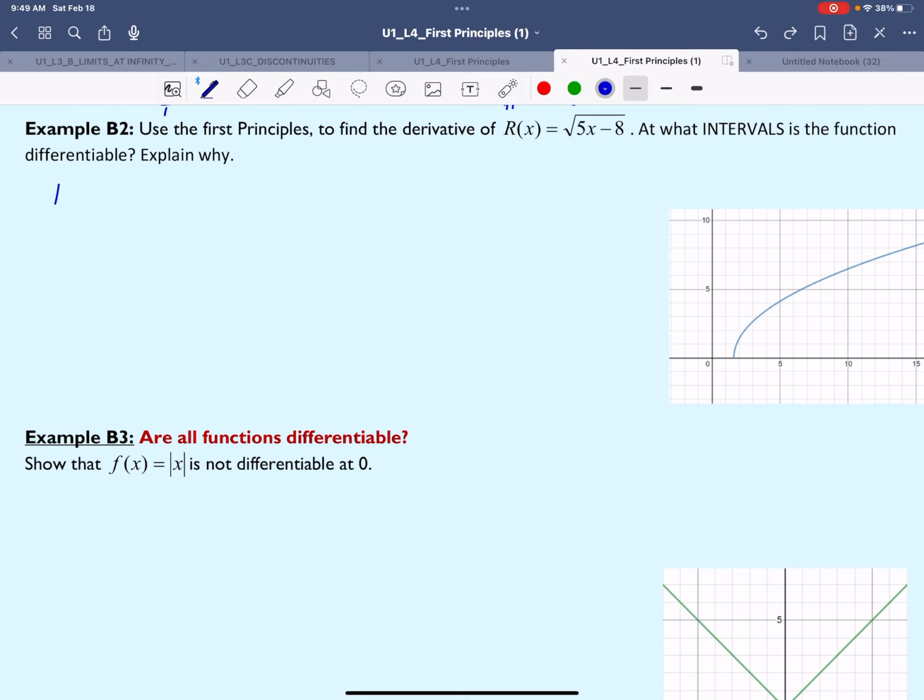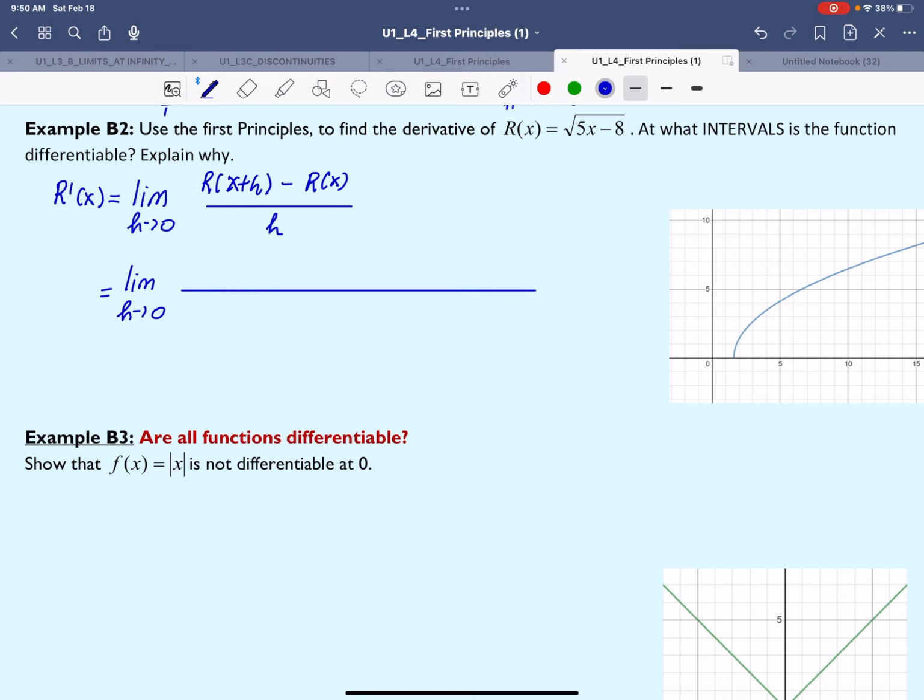For function r(x), the derivative will be r prime of x, which is the limit as h approaches 0 of r at x plus h minus r(x) divided by h. So that equals the limit as h approaches 0 of a long fraction line. We'll have the square root of 5 times, instead of x, we're going to write x plus h, and then minus 8, minus the square root of 5x minus 8, divided by h.